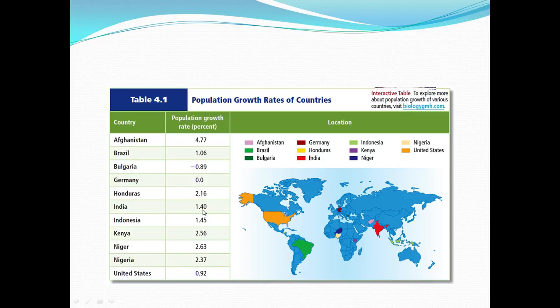Not in transition for India. Indonesia is not in transition. Kenya is not in transition. Niger is not in transition. Nigeria is definitely not in transition. United States is just passing transition.